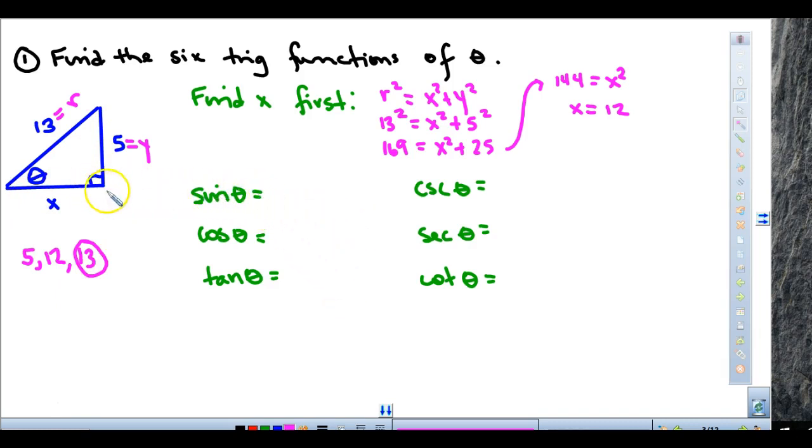So you're just going to follow your formulas that I gave you at the very beginning, that sine is equivalent to y divided by r, or opposite divided by the hypotenuse.